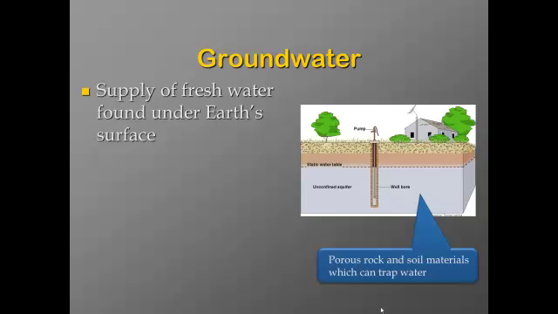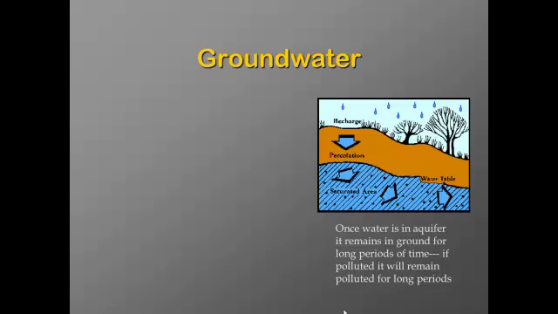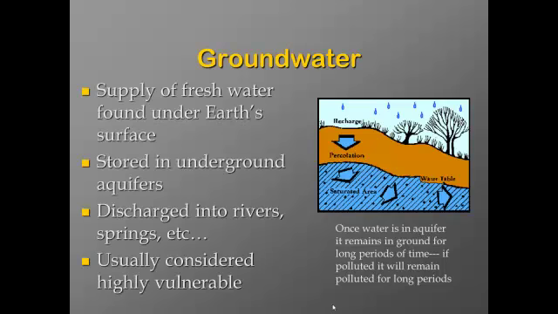Trapped in porous materials and blocked by bedrock, this water tends to accumulate in underground areas known as aquifers. Groundwater is usually considered to be vulnerable to pollution because water enters and exits the aquifer very slowly. So, if that water becomes contaminated, it takes a very long time for the pollution to be flushed out of the aquifer and the aquifer to be usable again.